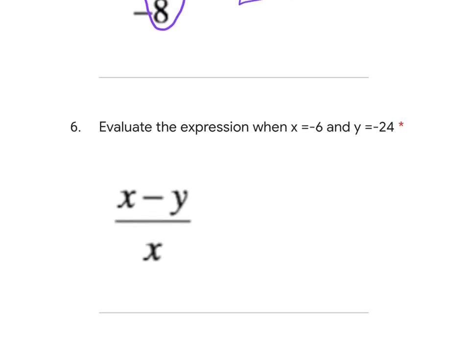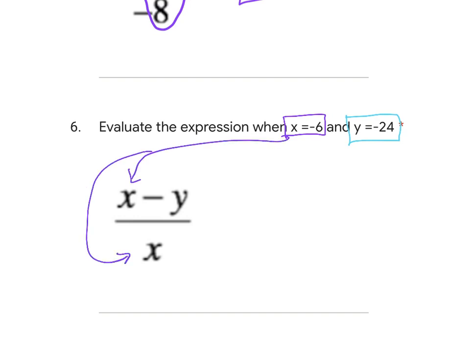Next one, number 6. Evaluate the expression when x equals negative 6 and y equals negative 24. When it says evaluate, that means to plug in your x's and your y's. So instead of an x, I'm going to write negative 6. And then for my y, I'm going to write negative 24. Now you've got to be careful because the subtraction sign is still there. So that means that subtraction sign should be right here. This negative 24 is not the same thing as that subtraction.